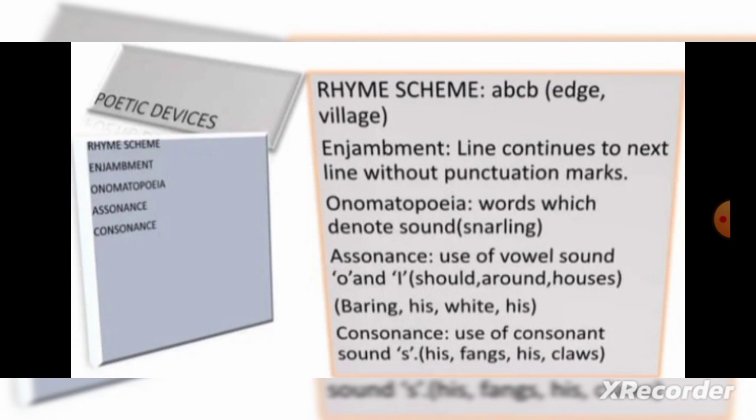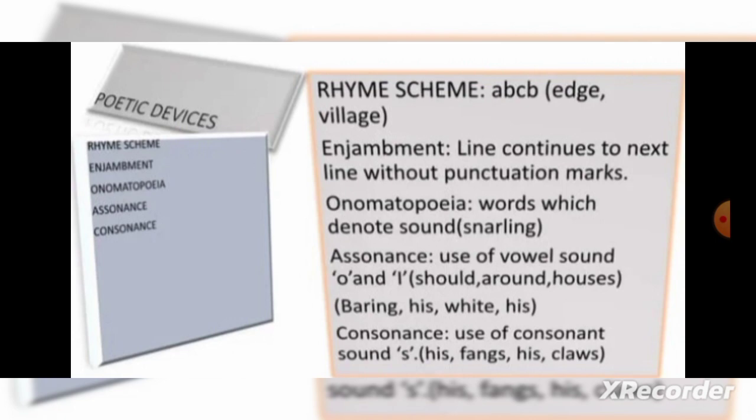Let's see the poetic devices used in this stanza. First is enjambment. Rhyme scheme is common. And next is onomatopoeia. This poetic device uses sound words, like snarling. And assonance, again, use of vowel sound. So here we have found the prominent use of O and I.